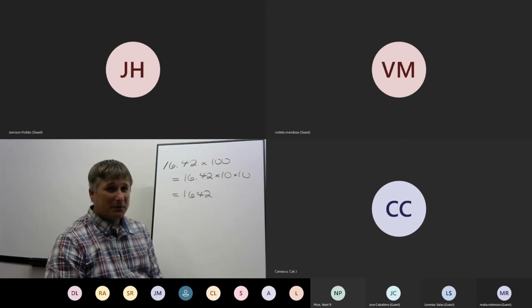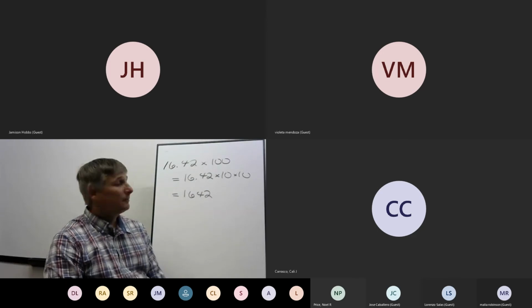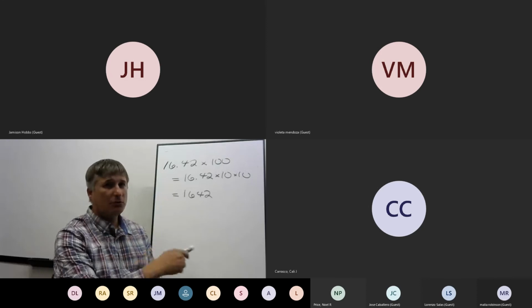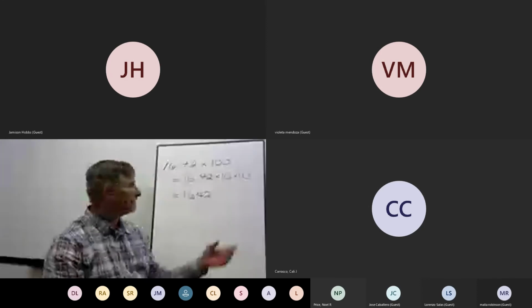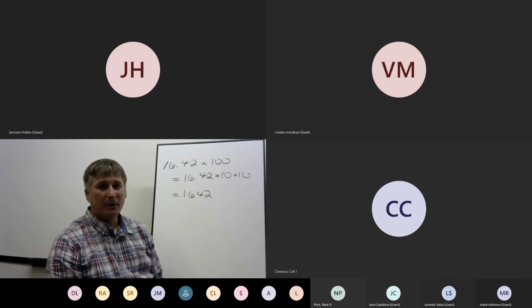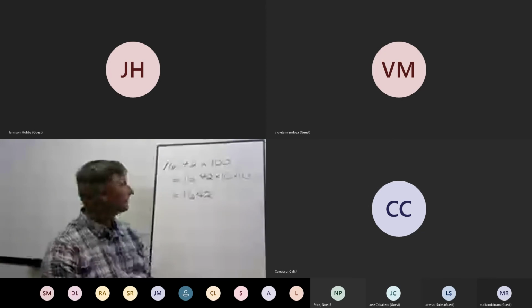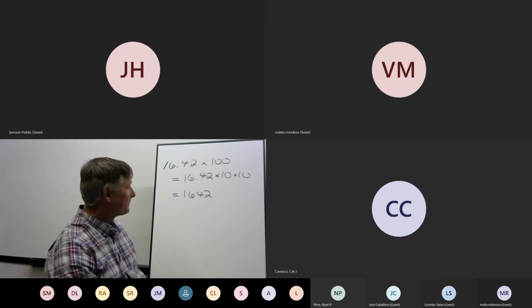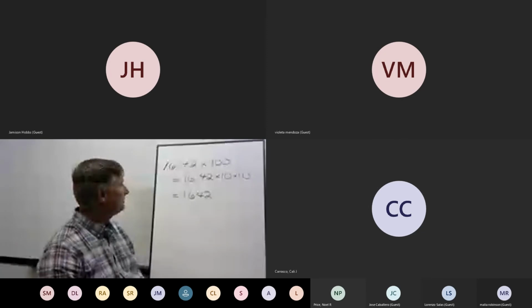So we can write this differently. We can say that multiplying by 100 will move our decimal point 2 spots to the right, just like multiplying by 10 twice. Now, there's a math trick here, and the trick's going to be this.